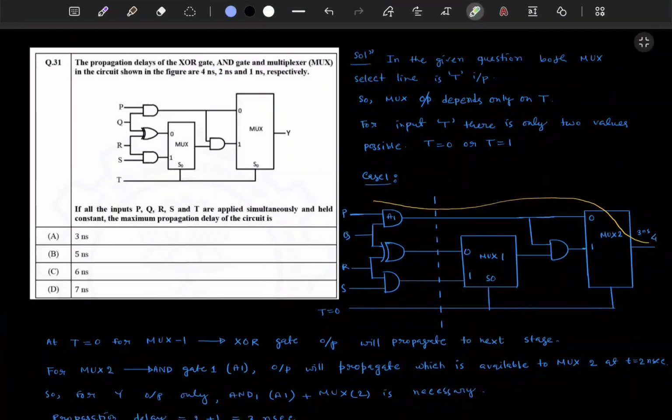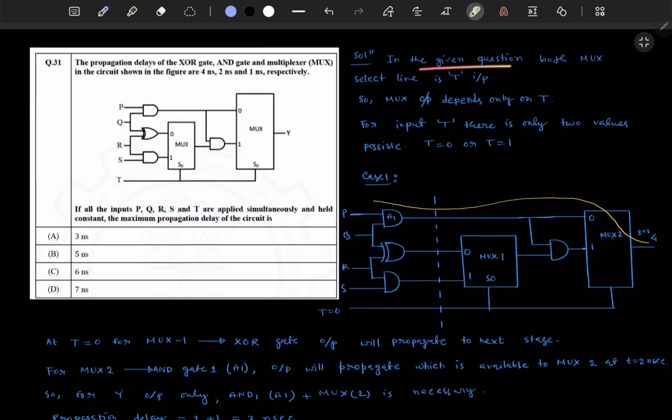Continuing this, question number 31: the propagation delay of the XOR gate, AND gate and multiplexer (mux) in the circuit shown in the figure are 4 nanosecond, 2 nanosecond, 1 nanosecond respectively. Okay, so here these are the inputs. Here is a mux, here is a mux, these are the AND gates and this is the XOR gate. So we need to find out the maximum propagation delay of the circuit.